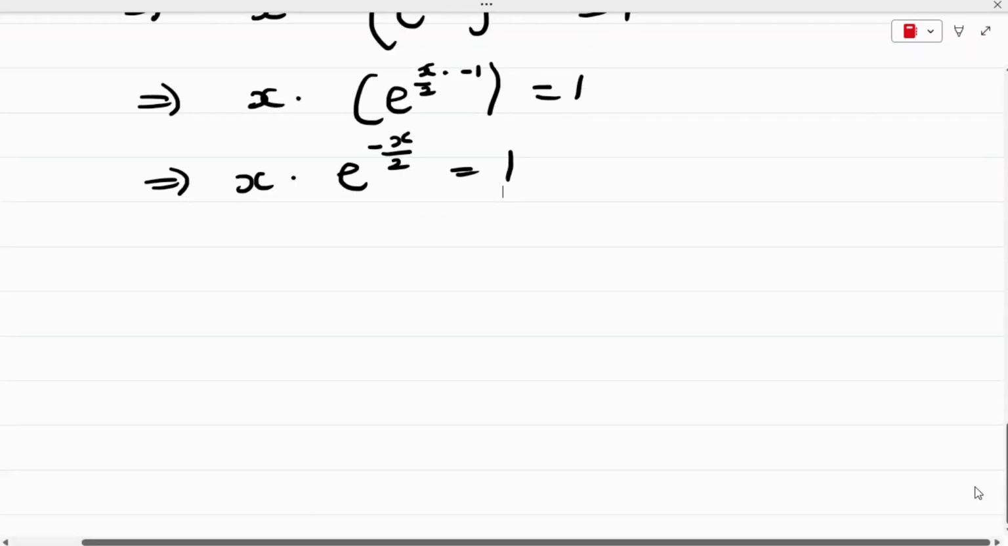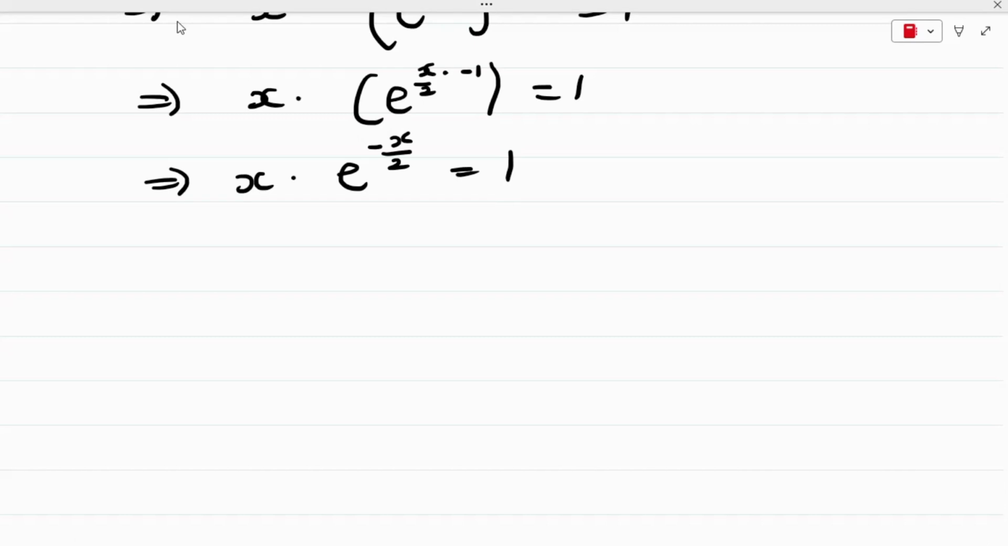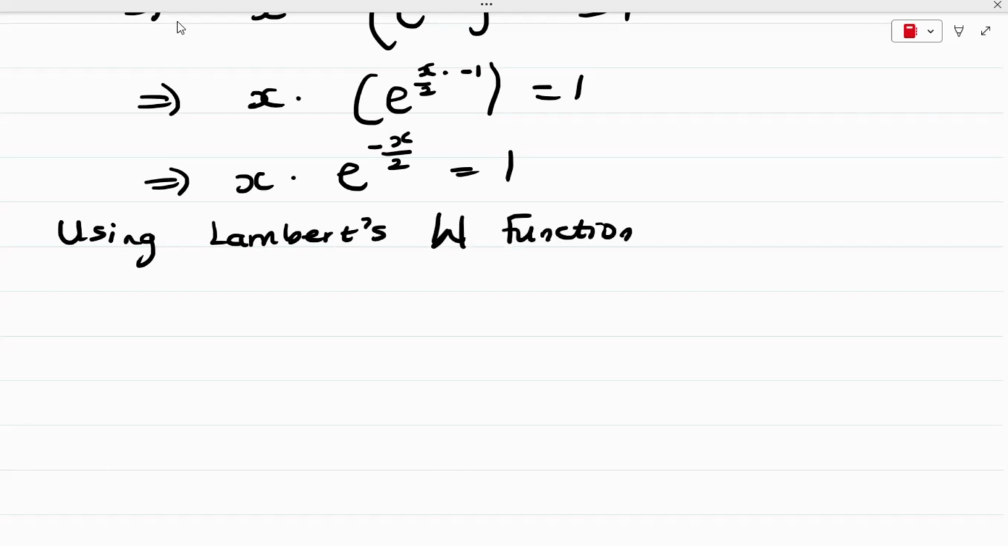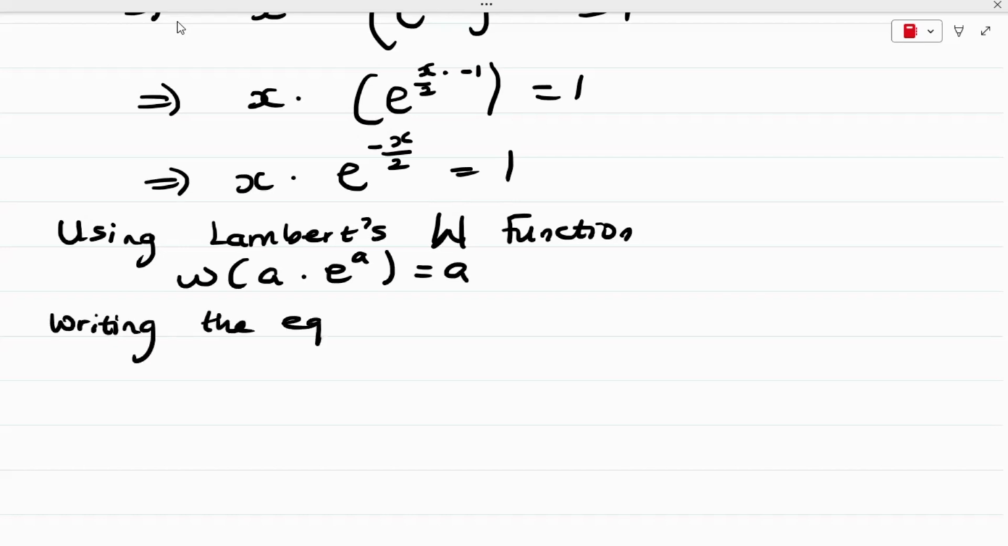So right here, we want to simply make use of a function, and this function is called the Lambert W function. Using the Lambert W function to solve this, we have W of A multiplied by exponential A is equal to A. So writing the equation in this form, we have x multiplied by e raised to the power of negative x over 2 is equal to 1.